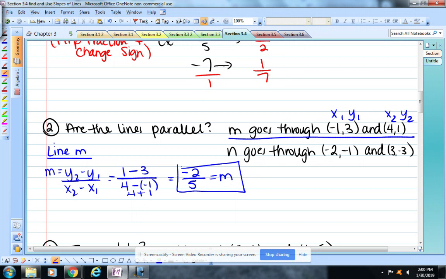Okay? But I want to see if these lines are parallel. So I need to also find my slope of line N. Okay? I'm going to do that in red. Same formula. M equals Y2 minus Y1 over X2 minus X1. And I'm going to label my points again. XY, X and Y, 1, 1, 2, 2.